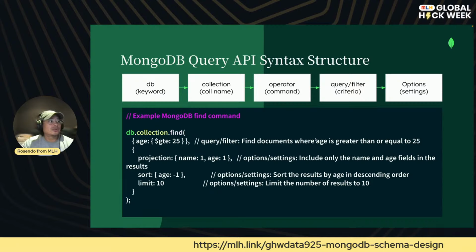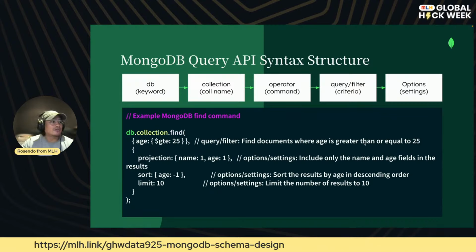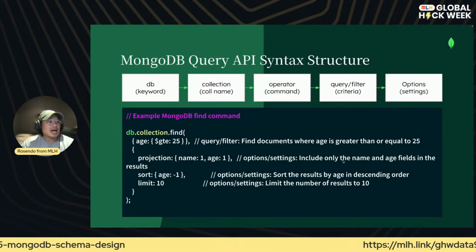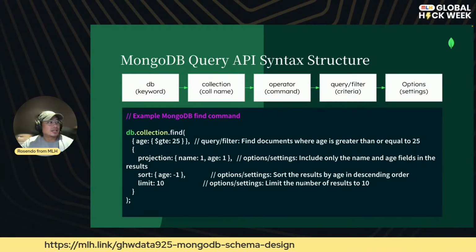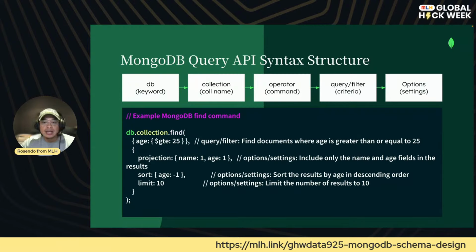And then the query filter is going to be the age. So here we're going to get everything that's equal to 25 in terms of age. And then for projection, or these are going to be the options in the settings, you're only going to be including the name and age fields inside of the results that you pull out of your database. And then sort, the -1 means you're going to sort it in descending order. And then the limit 10, you're only going to get the first 10 results that come up.